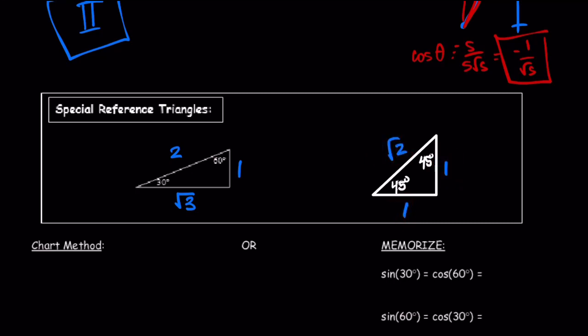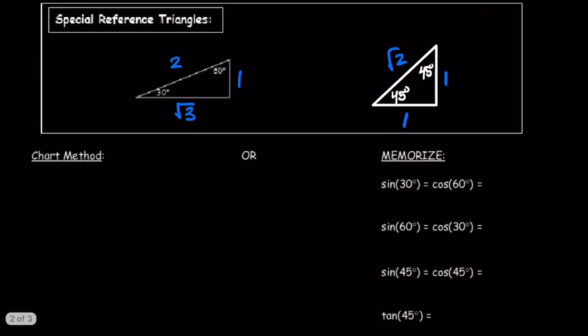Now I can use these ratios to come up with trig ratios for 30, 60, and 45 degrees. So you're going to see a chart sometimes, or there's other ways we can do it. Some of you will prefer using the triangles themselves, or just to simply memorize these values.